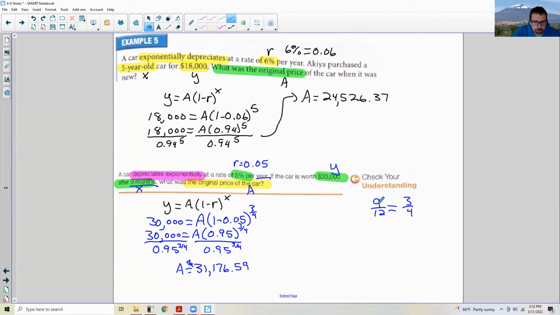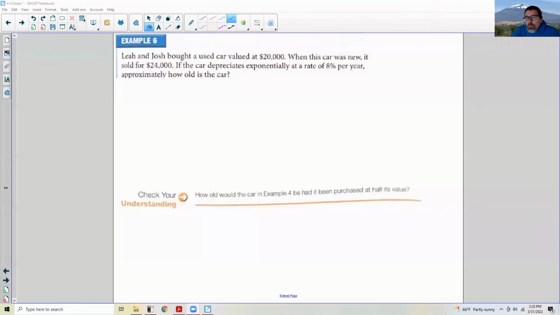All right, so just be really careful when they say months and years. You need to convert to years. Okay, so there's your check your understanding. Okay, so as I said earlier in this video, we could use the calculator to see where those two lines crossed. Otherwise, we would have to have used a logarithm to solve. Here we can't avoid it.